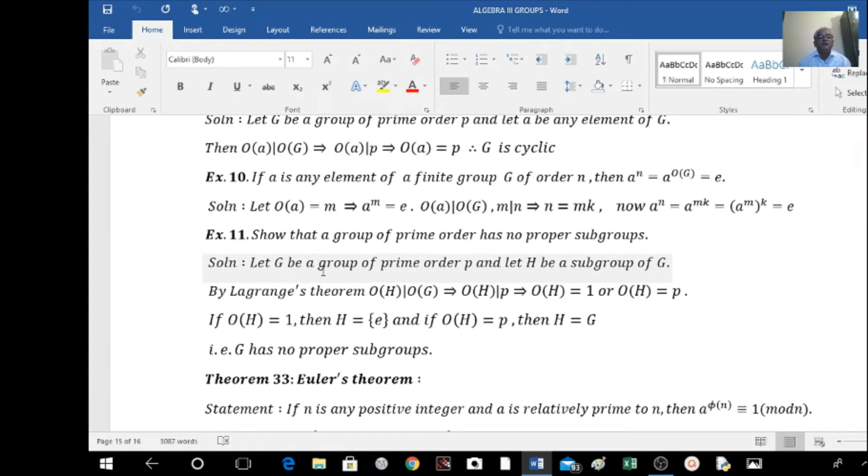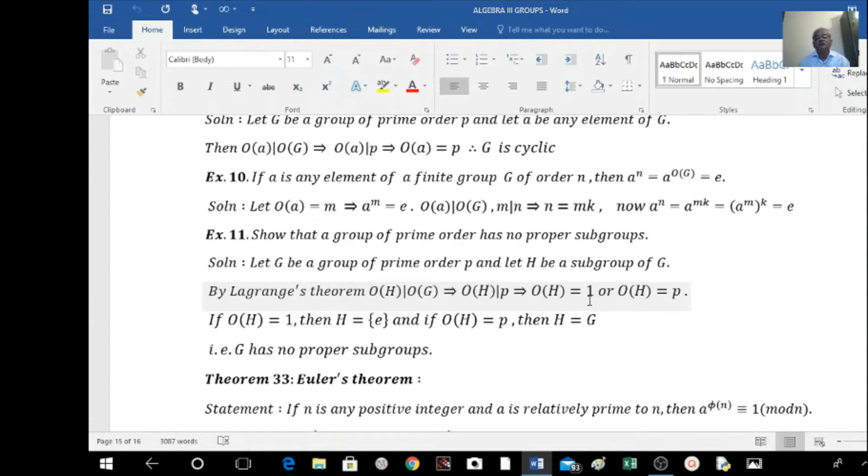So let G be a group of prime order p and let H be a subgroup of G. Then by Lagrange's theorem, order of H divides order of G. This implies order of H divides order of G, which is equal to p here. As p is a prime, p is divisible by only 1 and p itself. That means order of H equals 1 or order of H equals p.